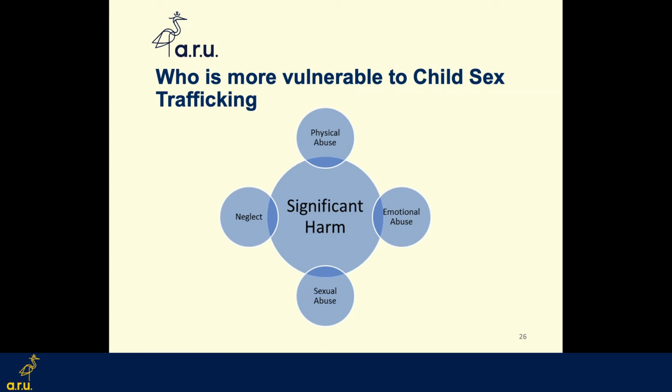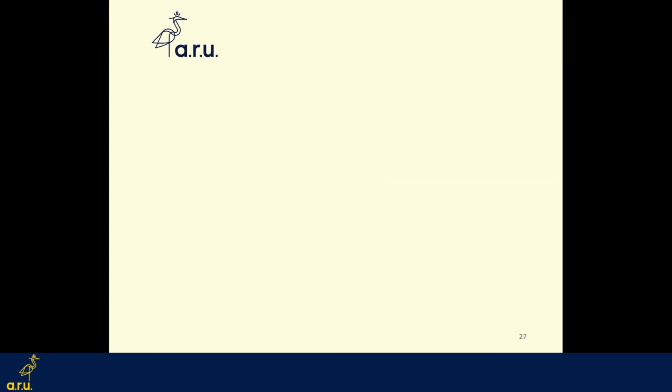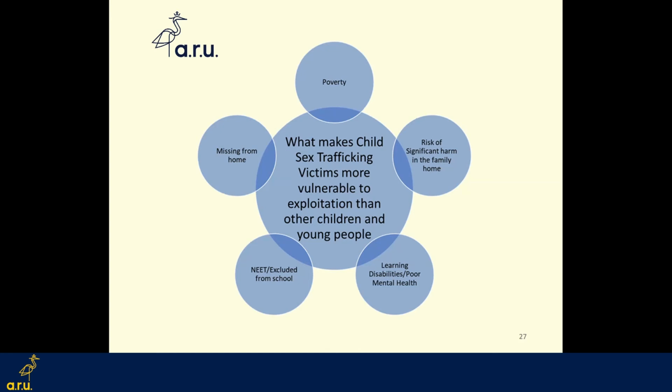If these child protection conferences can't be convened for dangers in the community, then there are a lot of young people who are going to go amiss. And then there are other elements, like what makes child victims more vulnerable to exploitation. You can perhaps use this for any forms of exploitation.